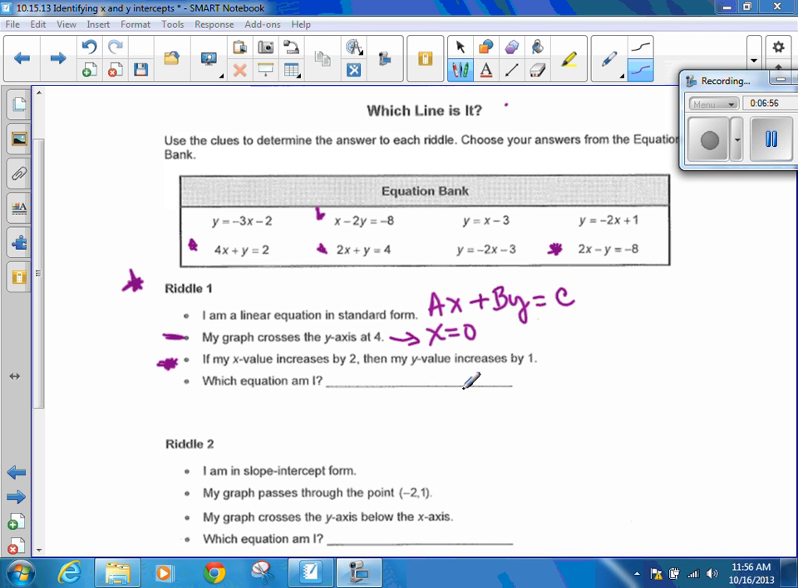What is the answer to riddle 1? X minus 2y equals negative 8. Anybody get something different than that? No, but I'd love to. Who got 2x plus y equals 4? Okay.